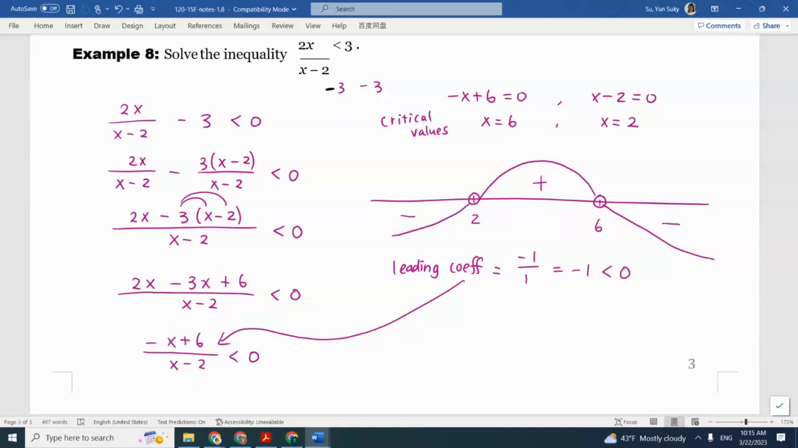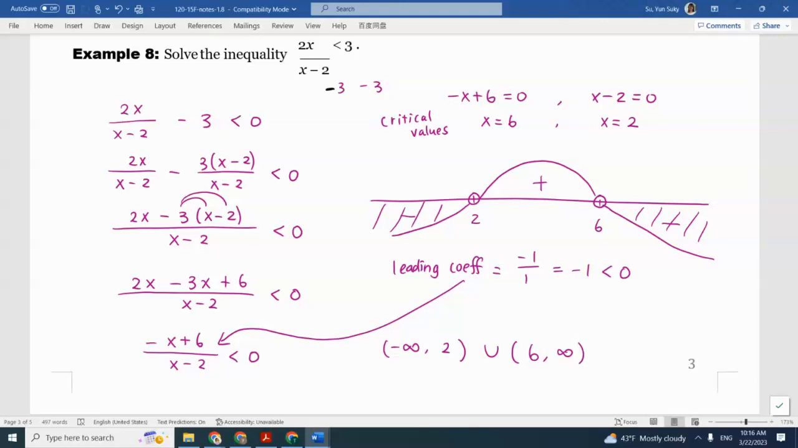Yeah, test point. You pick a point on each interval and plug it in and see what's happening. So we're looking for negative. Therefore, write down the interval notation. Minus infinity, and then 2. Do we include the 2? No. And then here we have 6 to infinity. So far, so good, everybody?